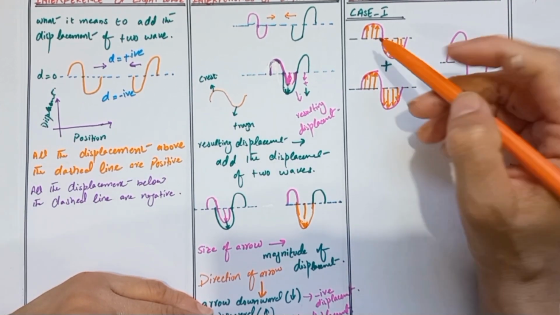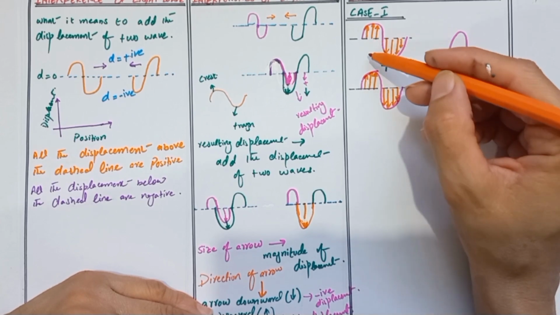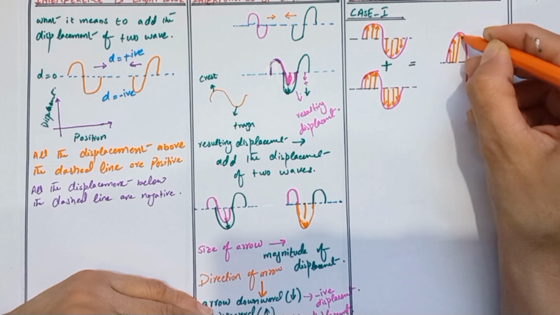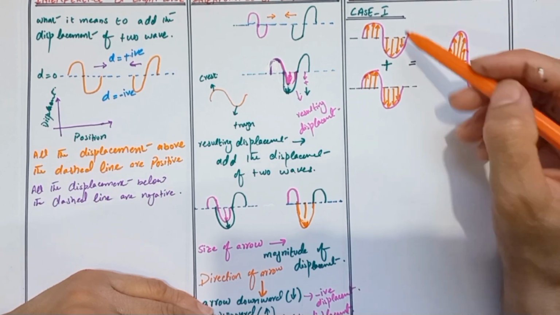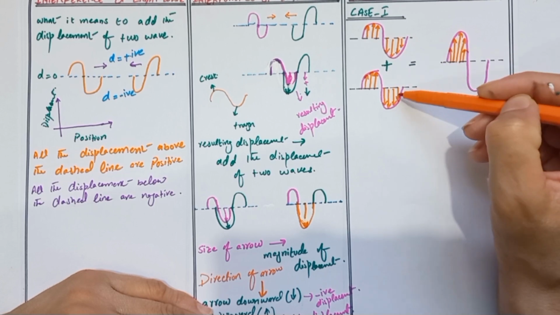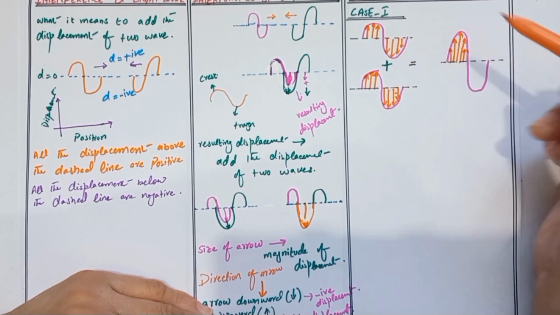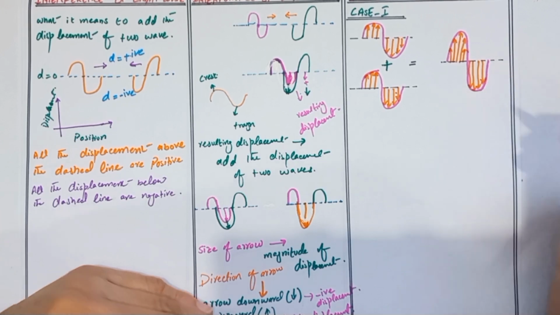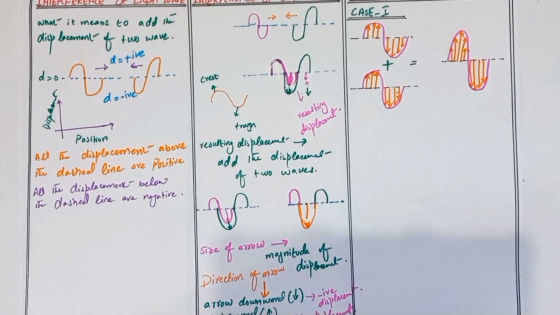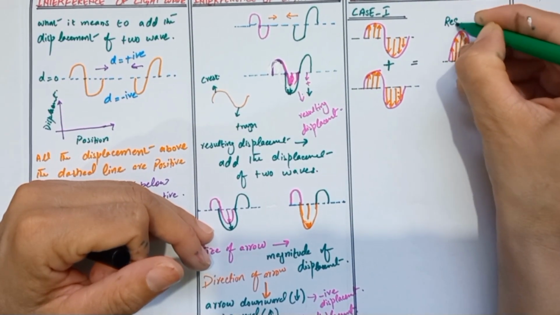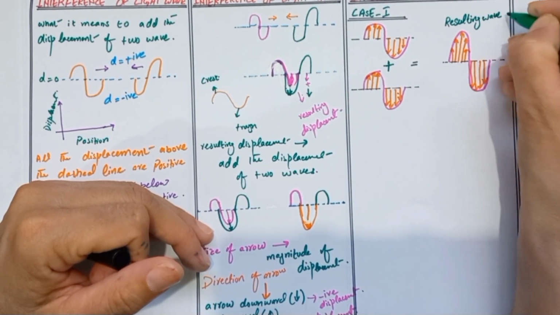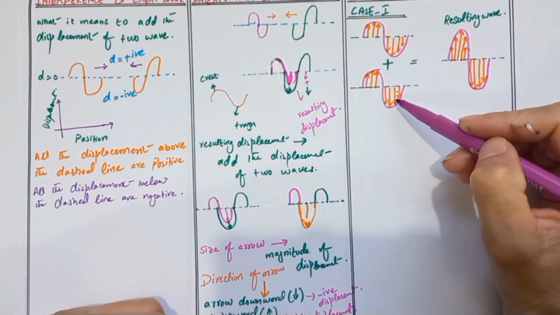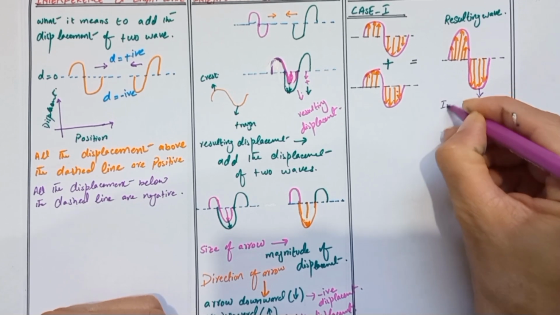We learned before that when the size and direction of the arrows are the same, they add up and give us a resultant displacement that increases the magnitude. Here the arrow is downward in this wave and also downward in this wave, so they add up and give a resultant arrow that increases the magnitude of the displacement. When we add these two waves, we get a resulting wave with a shape similar to the initial waves but increased in amplitude.